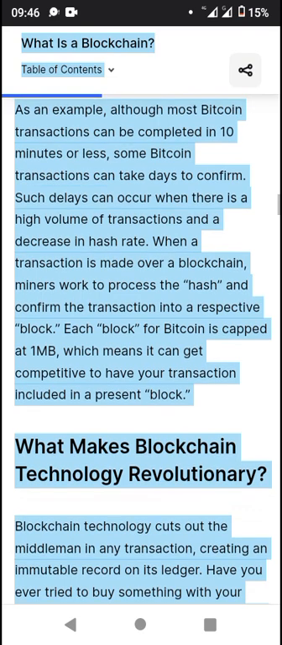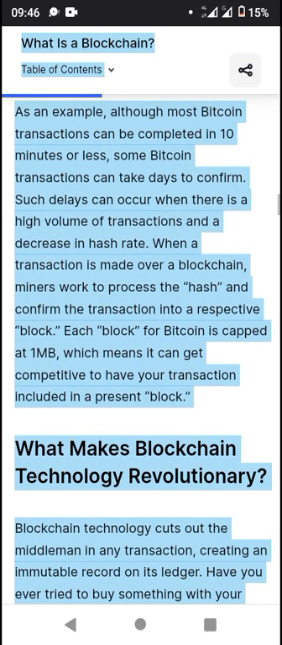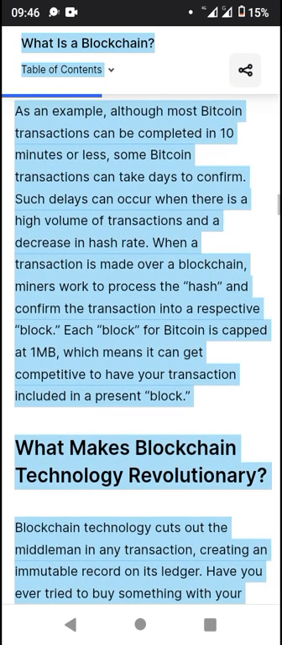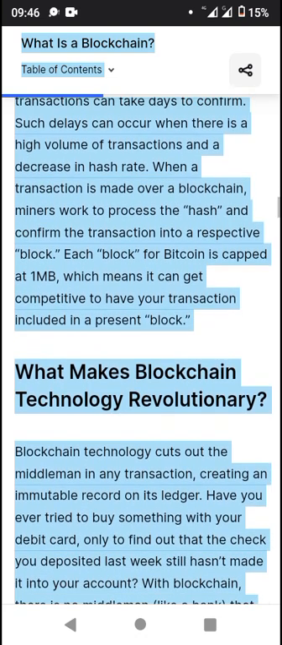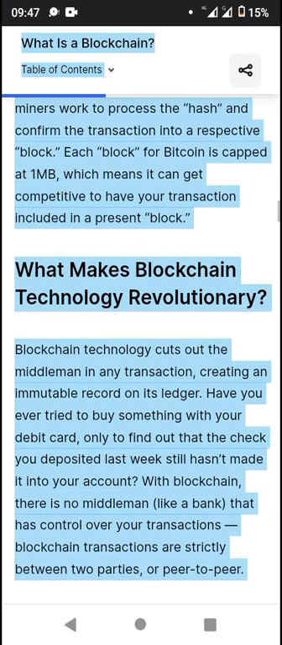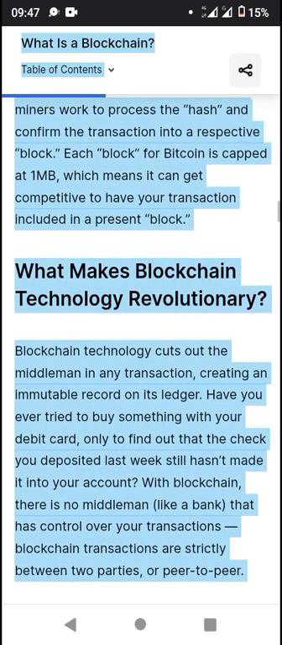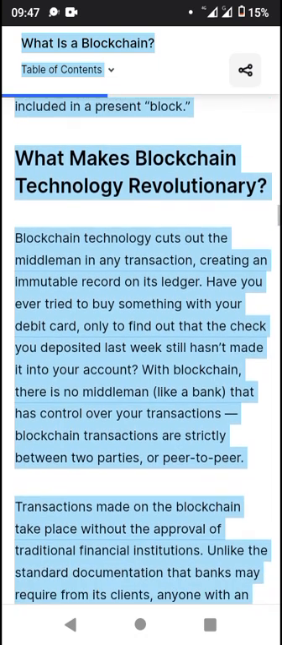As an example, although most Bitcoin transactions can be completed in 10 minutes or less, some Bitcoin transactions can take days to confirm. Such delays can occur when there's a high volume of transactions and a decrease in hash rate. When a transaction is made over a blockchain, miners work to process the hash and confirm the transaction into a respective block. Each block for Bitcoin is capped at 1 MB, which means it can get competitive to have a transaction included in the present block.